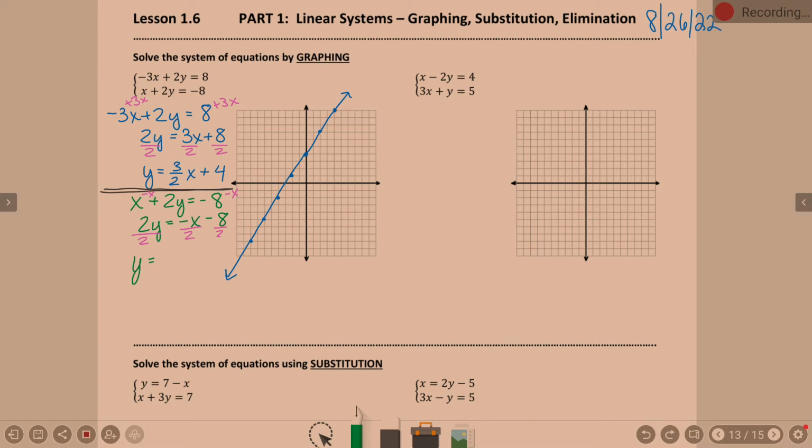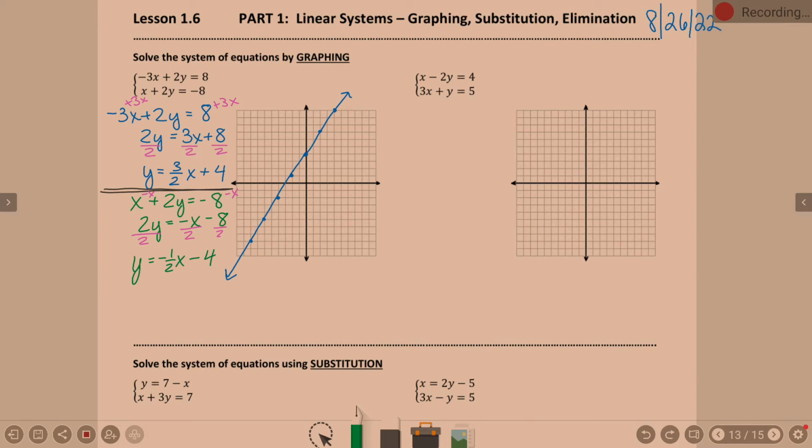Now, negative x divided by 2. What is a good way to think of negative x divided by 2? What is that, Aaron? Negative 1 divided by 2. Well, 1 over 2. Okay. So there's an invisible 1 up there. So it's negative 1 over 2. So I just wrote it as negative 1 half x. And then minus 8 divided by 2 is? 4. Okay.